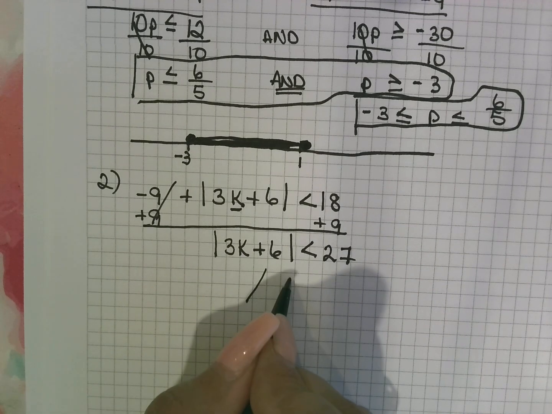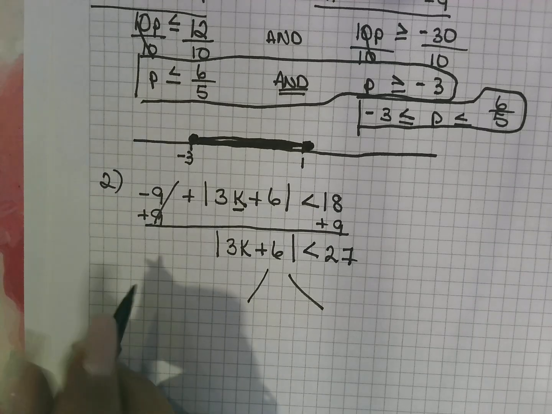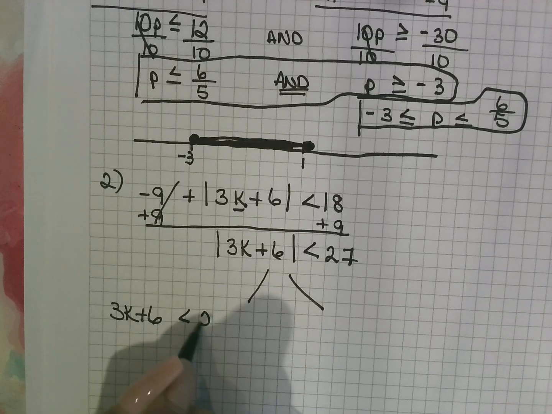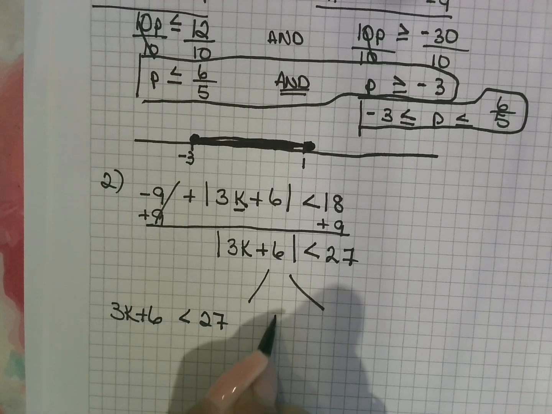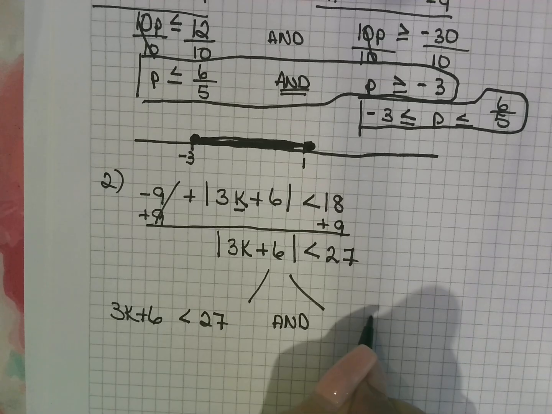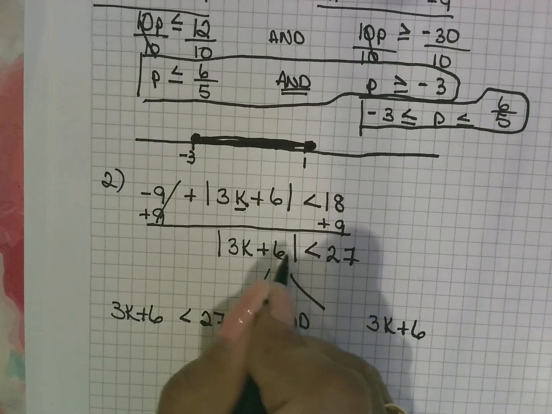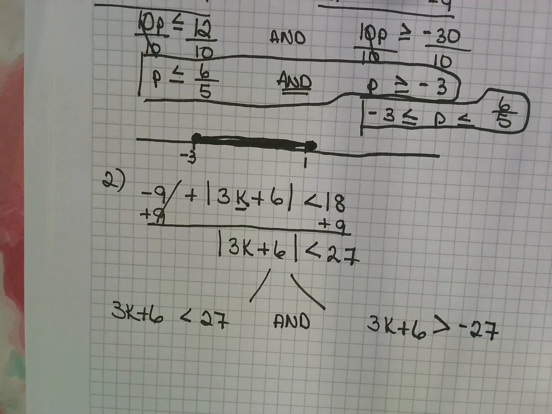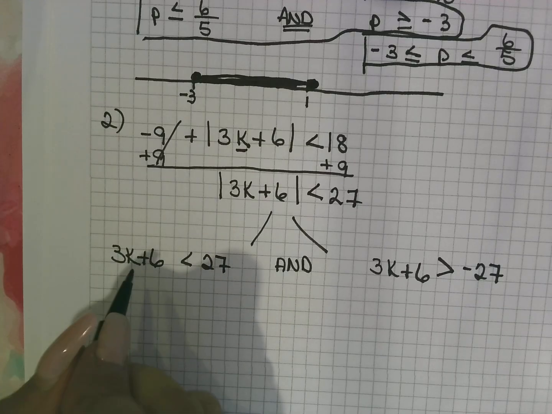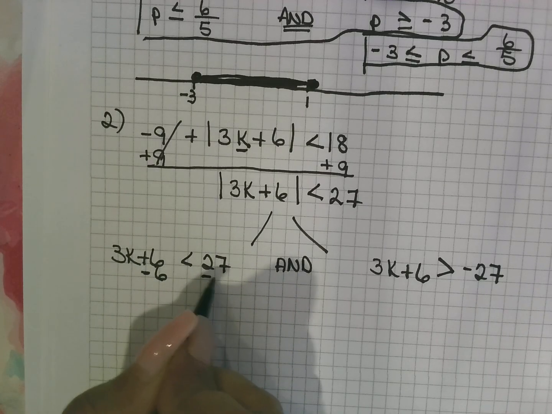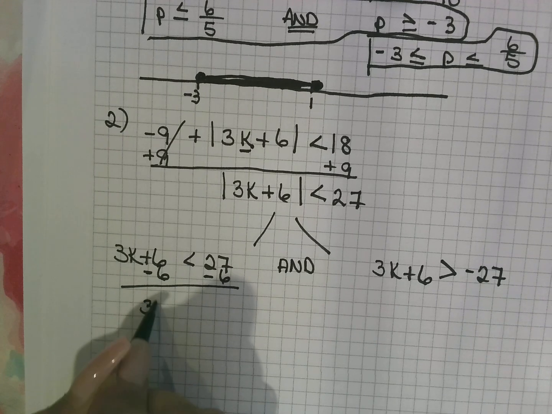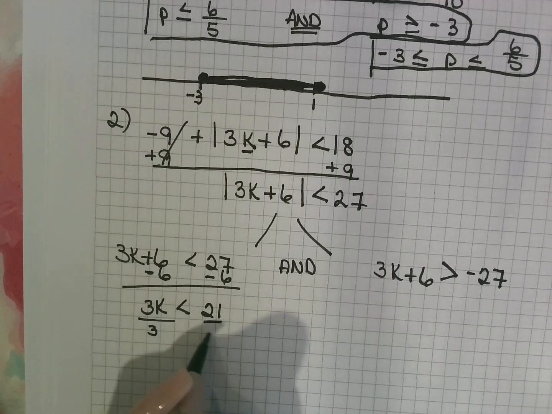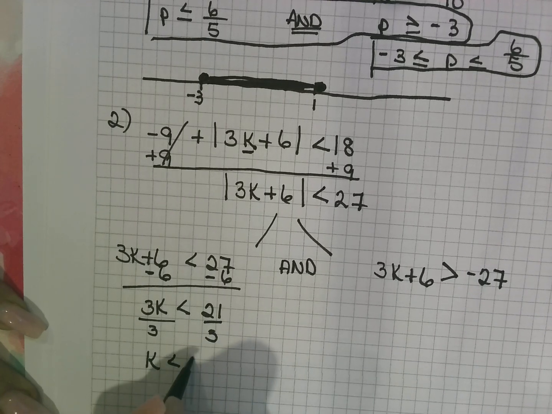Now we're going to break this apart into 2 separate compound statements. We're going to have 3k plus 6 less than 27. This is a less than sign, so once again we have the and. 3k plus 6, flip the sign, and take the negative of the 27. Okay, here we will subtract 6 from both sides, and we'll be left with 3k less than 21. Divide both sides by 3, and we have k is less than 7.